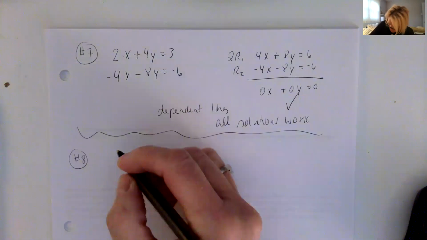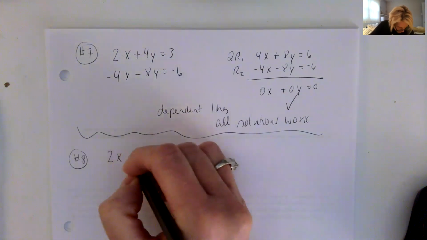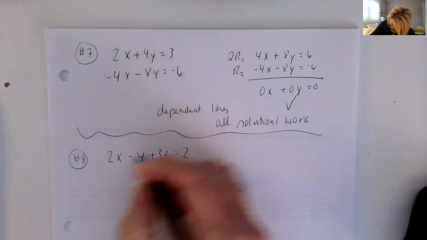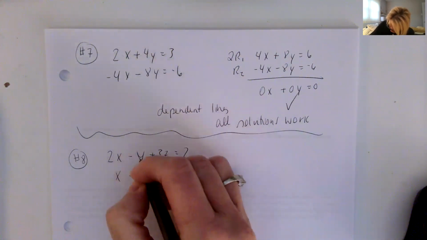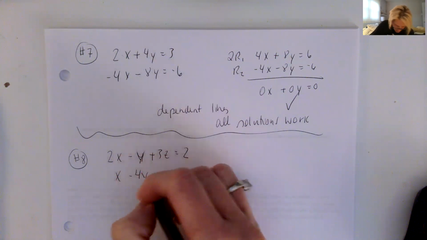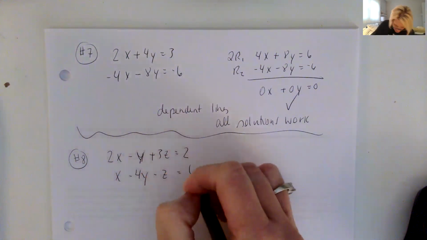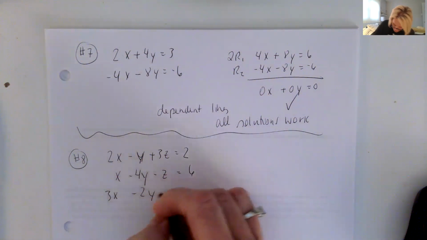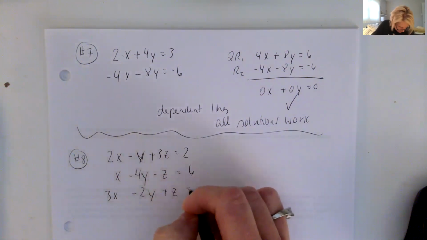Let's look at number 8. Number 8 is 2x minus y plus 3z equals 2. x minus 4y minus z equals 6. 3x minus 2y plus z equals 4.